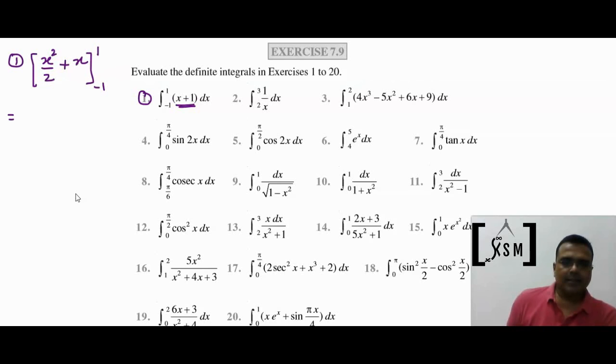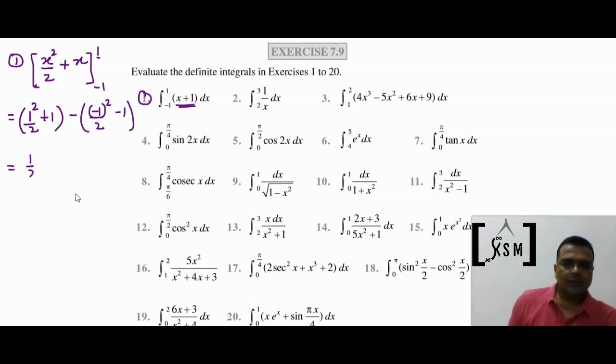In the integrated result, first we plug in the upper limit value. So 1 we will put in place of x all through the values. So we get 1 square over 2 plus 1. So we have done that. And then minus, then we'll put the lower limit value. So minus 1 whole square over 2 and minus 1. So first we put upper limit value and then we put minus lower limit value.